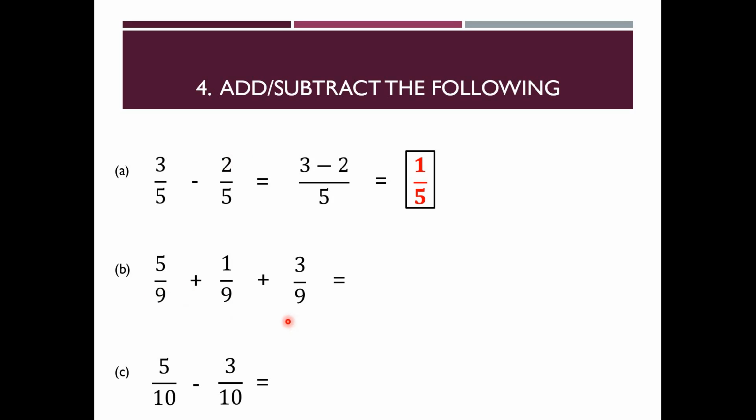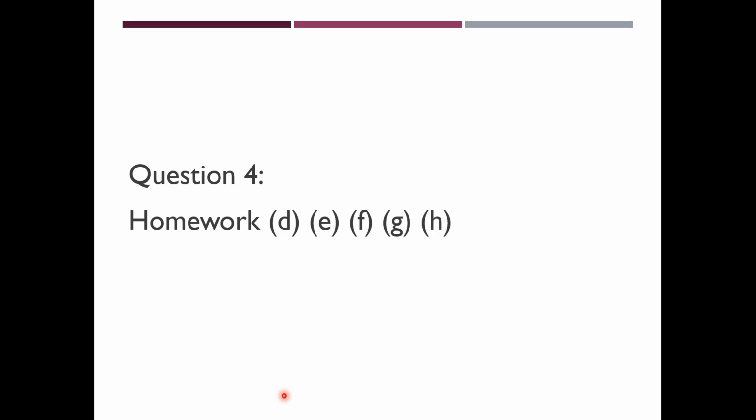Next we have addition: 5 upon 9 plus 1 upon 9 plus 3 upon 9. So 5 plus 1 plus 3. 5 plus 1 is 6, plus 3 is 9. So 9 upon 9 is the answer. The third one we have is 5 upon 10 minus 3 upon 10. Now the denominator 10 is the same. 5 minus 3 gives us 2. So 2 upon 10 is the answer.